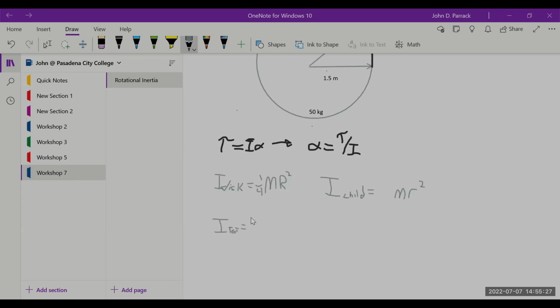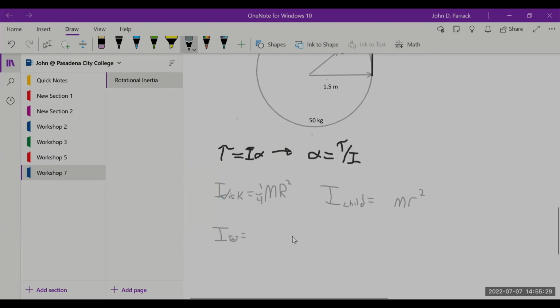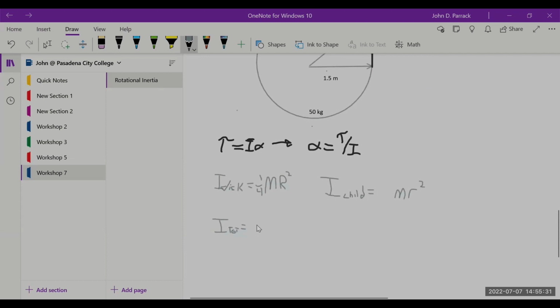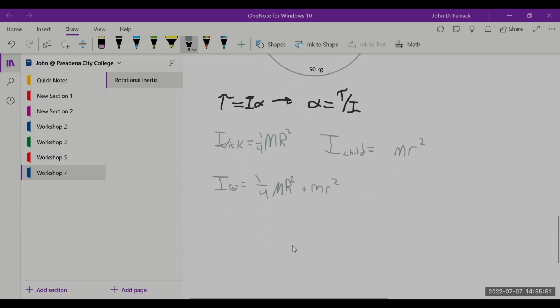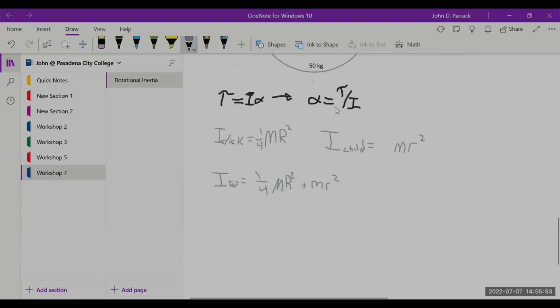We're just going to add these two together. The total rotational inertia is the sum of all the rotational inertias that are acting on this thing to try and keep it from accelerating. So it's just going to be 1/4 M R squared plus little m little r squared. We plug that into our formula. We're basically already almost done.